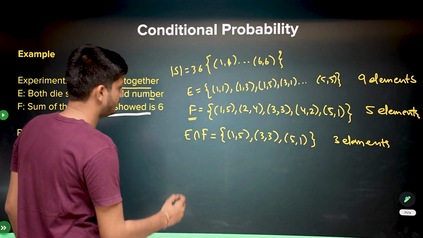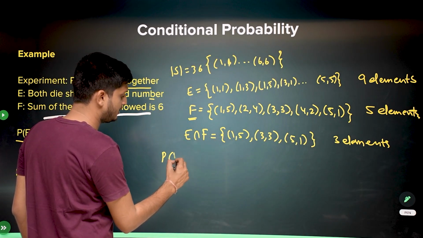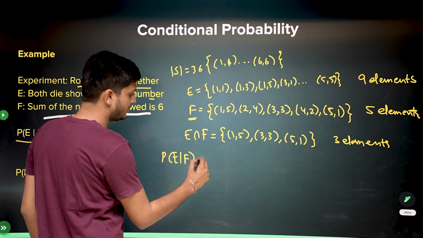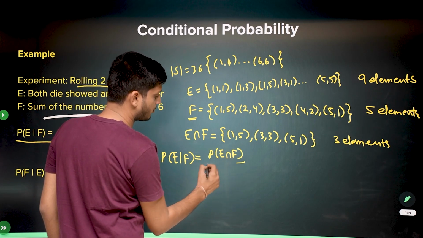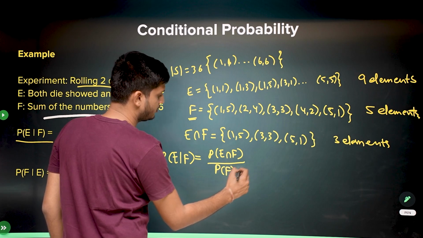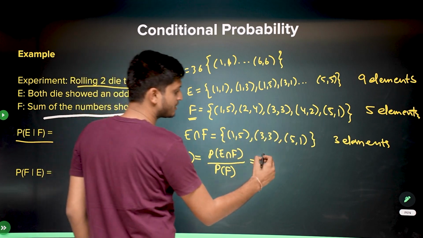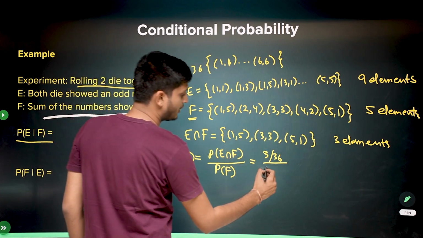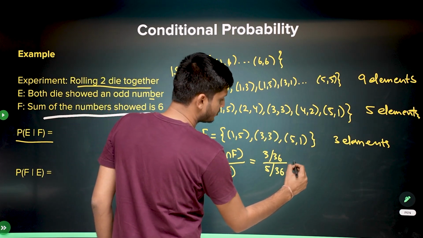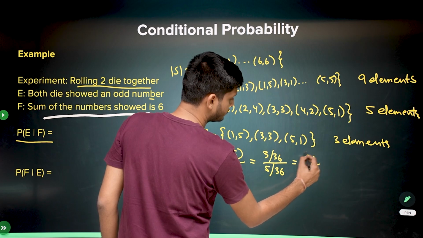Now the probability of E given F has already happened is the probability of E intersection F upon the probability of F. The probability of E intersection F is just 3 elements out of 36. And the probability of F is 5 elements out of 36. So this becomes 3 by 5.